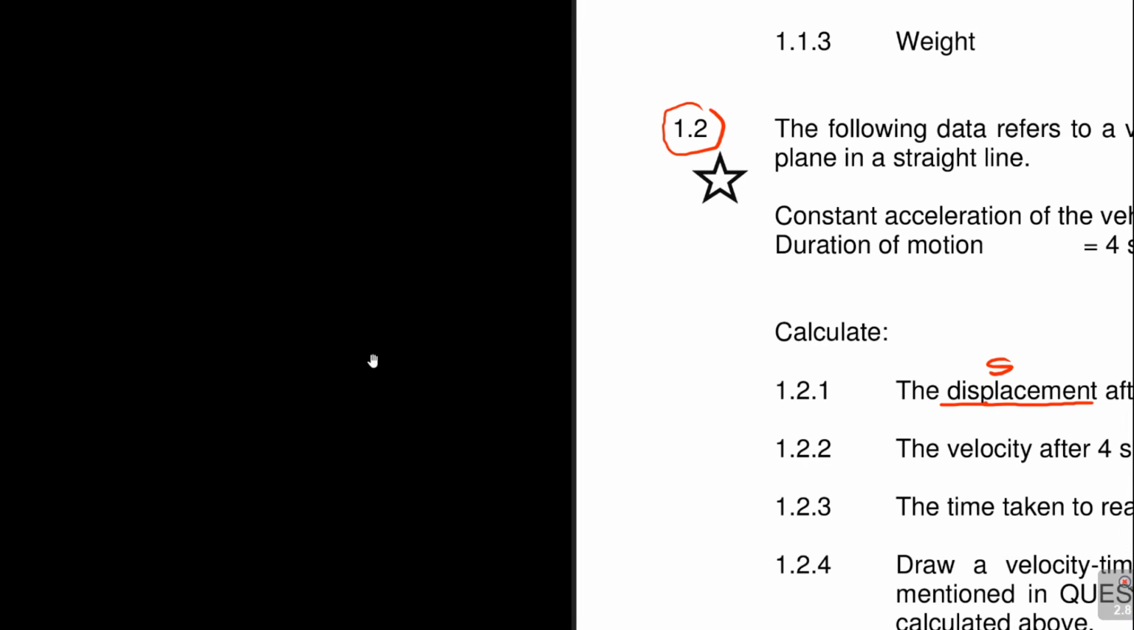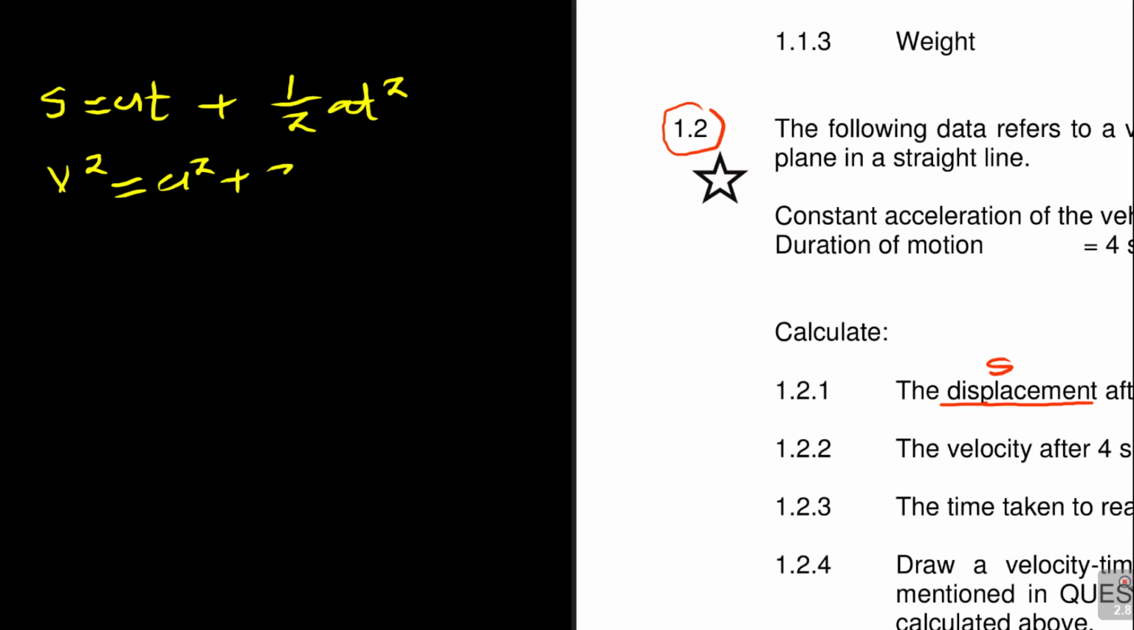The first common one is this one: s is equal to ut plus half at squared. And then you've got v squared is equal to u squared plus 2as. You see, these are the two formulas that help. This is 1, this is 2. These formulas have s in them.